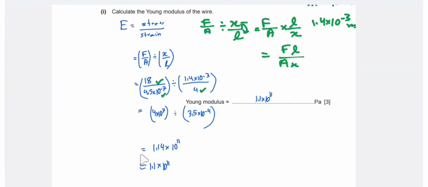So after substituting the value, we get the Young modulus as 1.1 into 10 to the power 11.